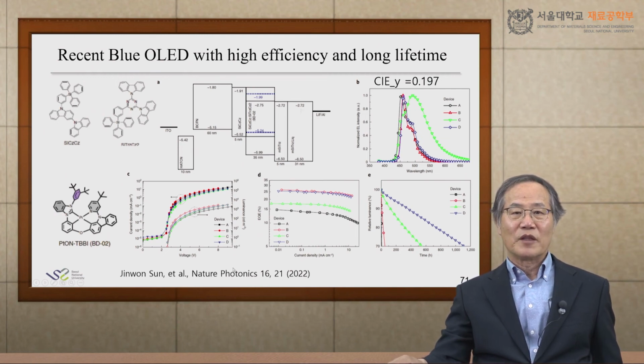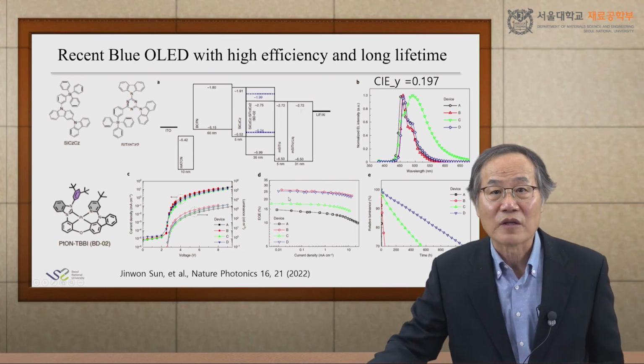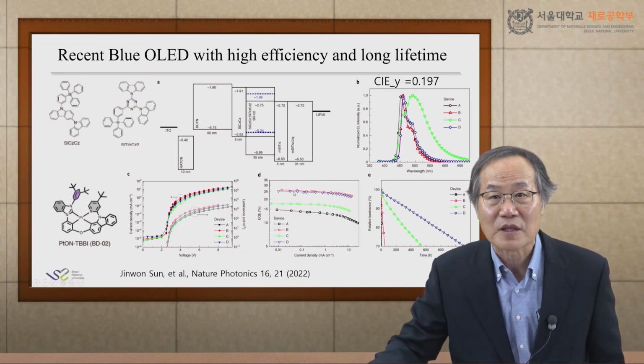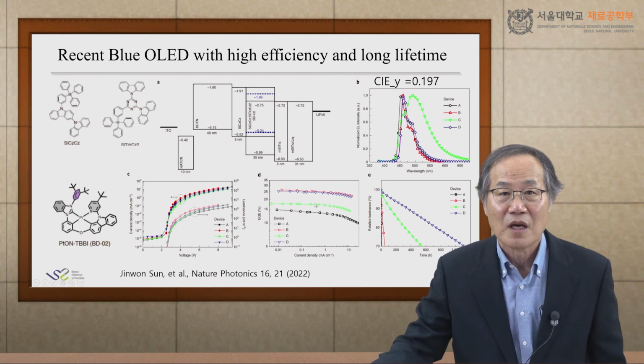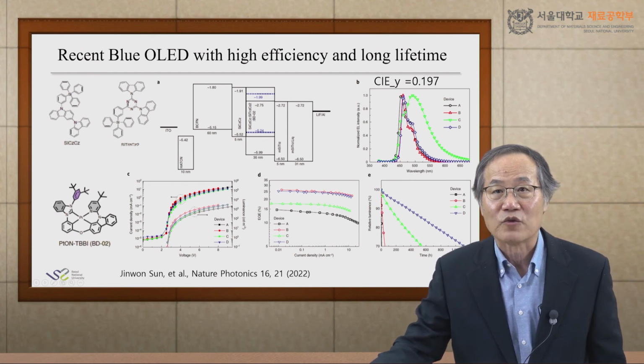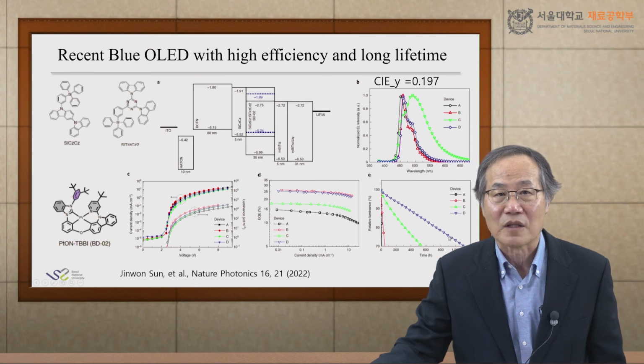So I'll show you one paper from Samsung Display. They use this mixed host with this blue emitting dye to get about 23 or 25%, over 25% EQE, and then very good color. The CIE coordinate is below 0.2, and then this is the long lifetime at 1,000 nits, if I am correct.